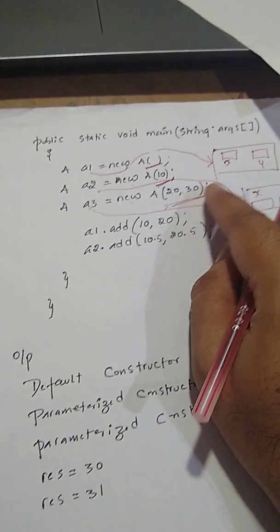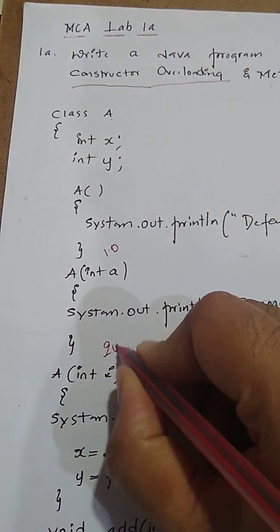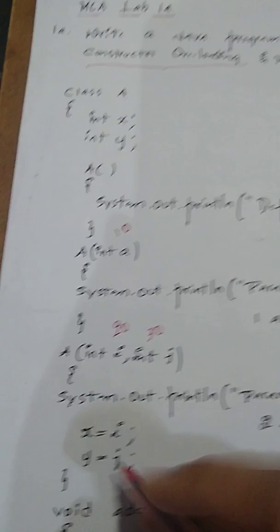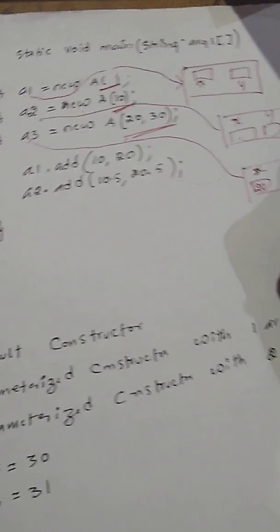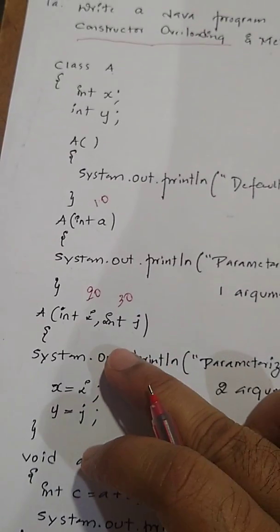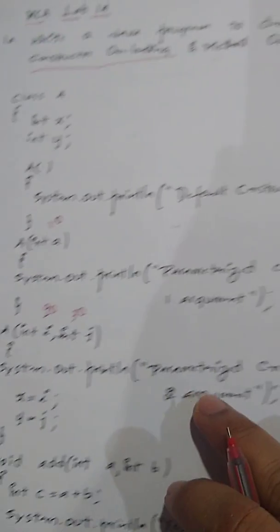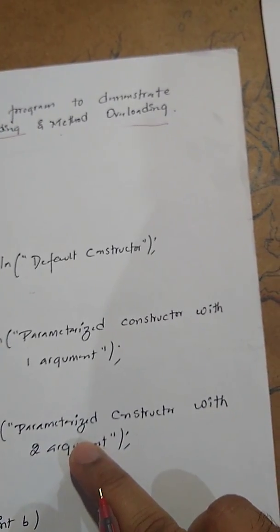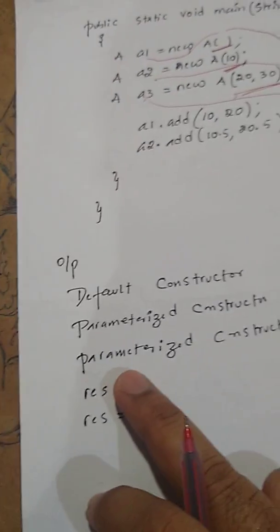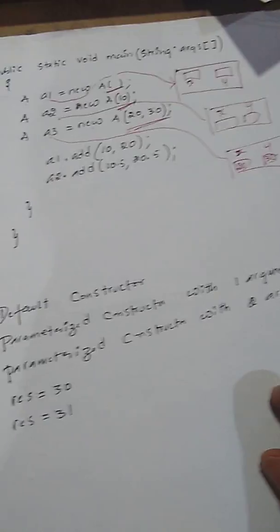So i will get the value 20, and j will get the value 30. So 20 and 30 will be copied here, and we are assigning them to x and y. So x and y will get the values 20 and 30. Okay, after that, before that there's a System.out.println, and this will be printed: parameter is constructed with two arguments. So we'll get the output: parameter is constructed with two arguments.